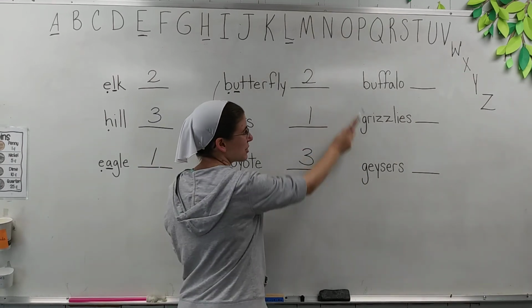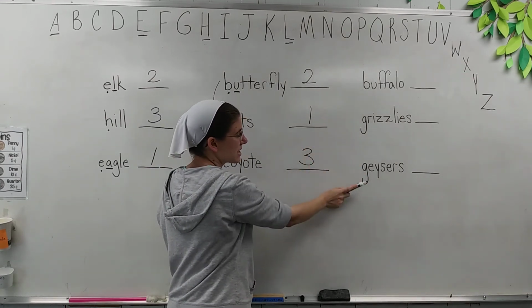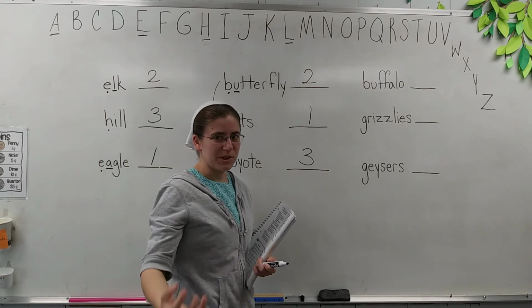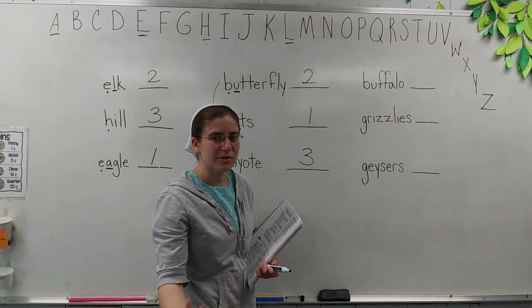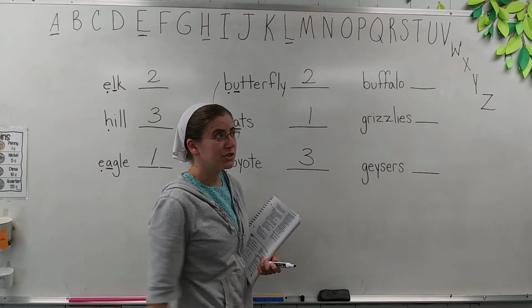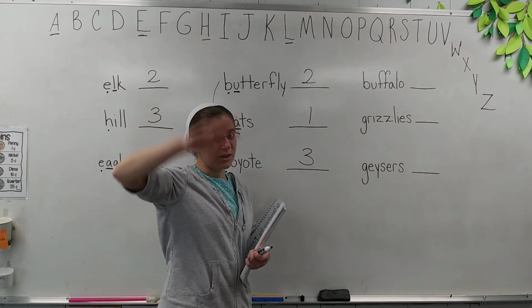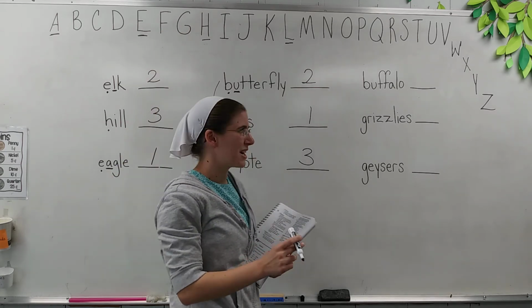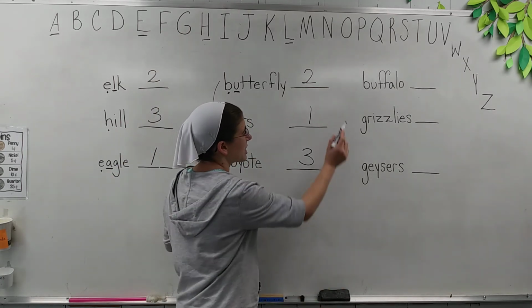We have 3 words here: buffalo, grizzlies, geysers. A geyser is when there's boiling water under the ground, and the water boils and just shoots up out of the ground, a tall stream of really hot water and steam. That's a geyser. So let's look at the first letter.